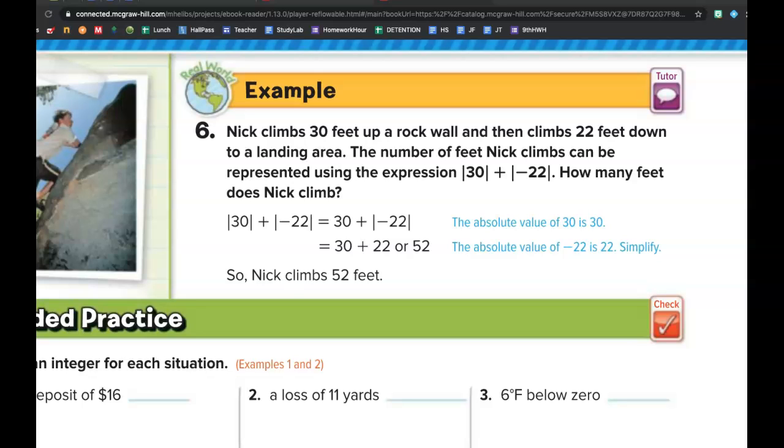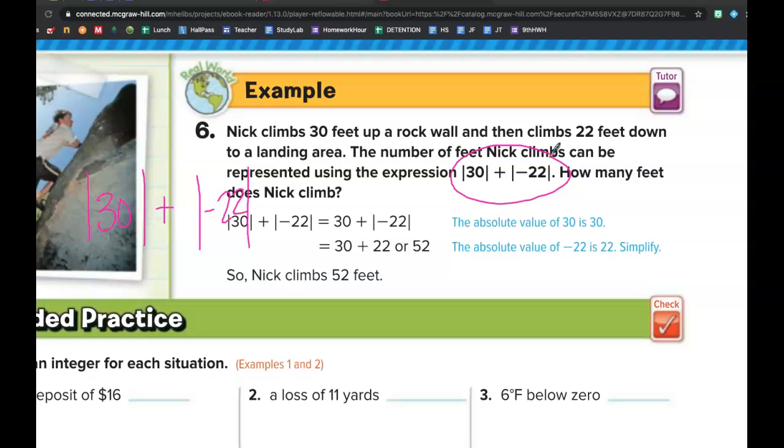Okay, so if I was to climb up 30 feet, it'd be the absolute value of 30. Is that going to be positive or negative? Up, so it'd be positive 30, plus, since we're figuring out the total, the absolute value of 22 feet down. How would you write that? Negative 22, okay? They actually give you that expression, but that's how they get it.